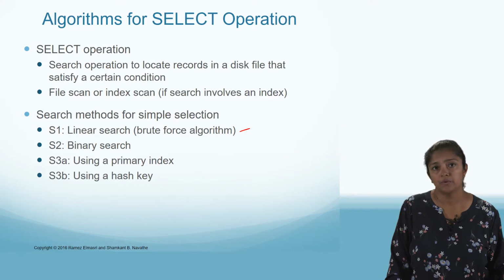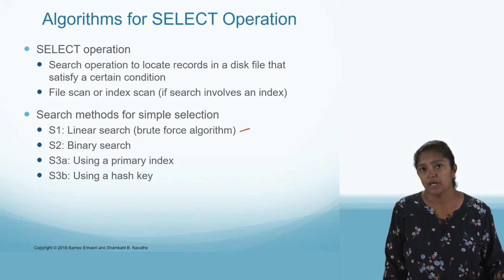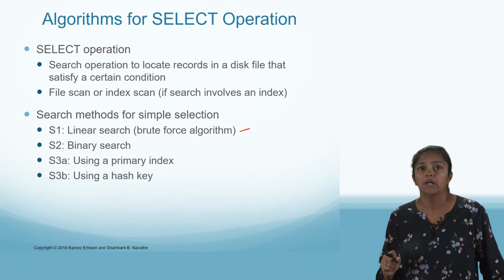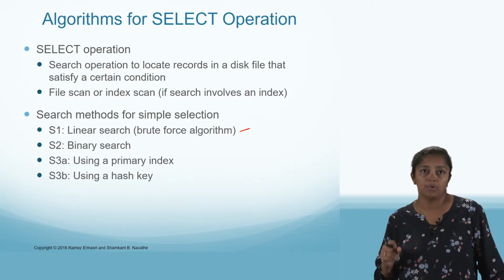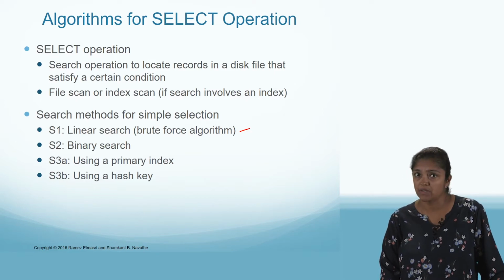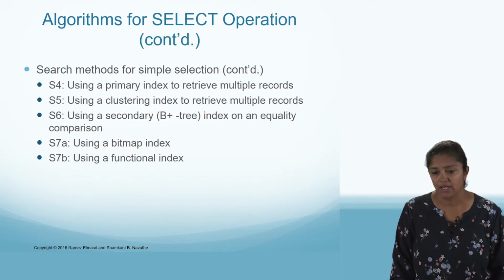Another option is to use an algorithm that uses a primary index. So if indexes are provided, then we can use that index, and again, this works for equality comparison. So basically do just an index scan and pull out the relevant values. If a hash key is there along with the index, then that makes it more efficient, and then the selection happens based on that hash key.